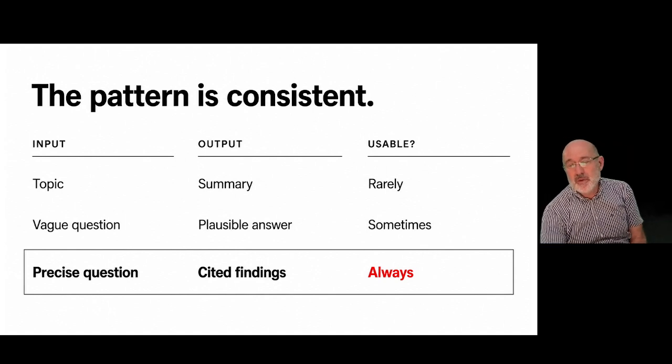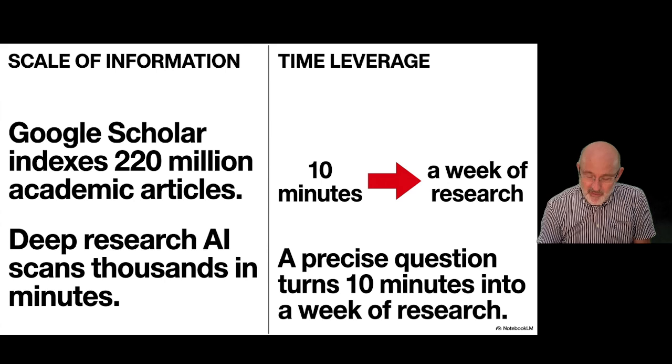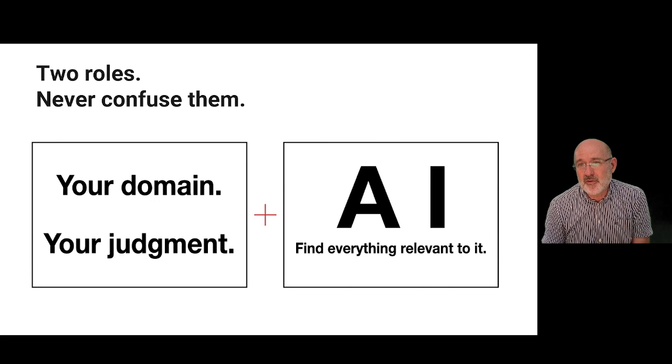And the scale of information out there is truly amazing. Google Scholar currently indexes 220 million academic articles. Deep Research AI scans thousands of them in minutes. In 10 minutes, you can do what I used to do in a week of research. A precise question turns 10 minutes of work into something truly useful.